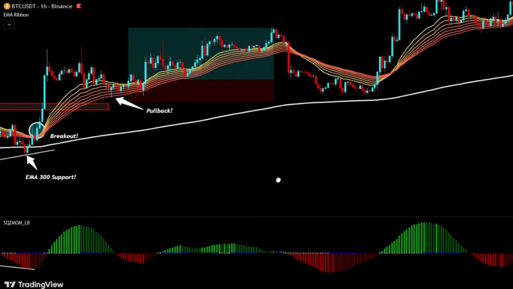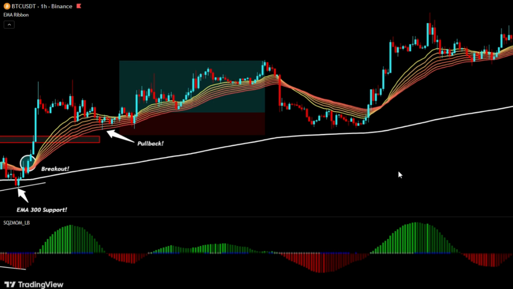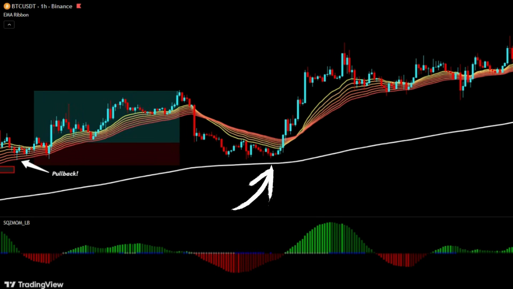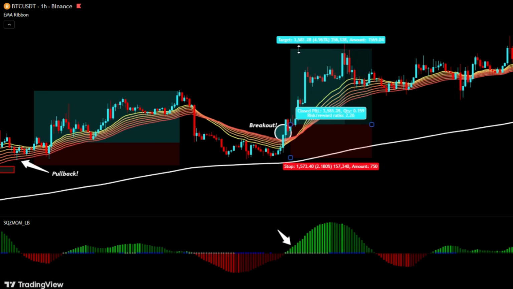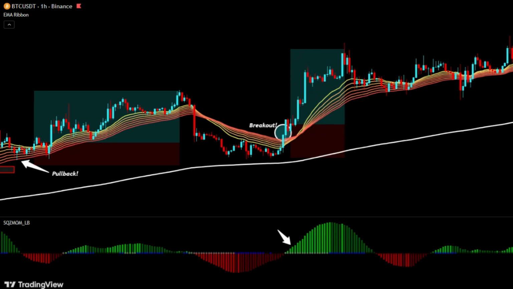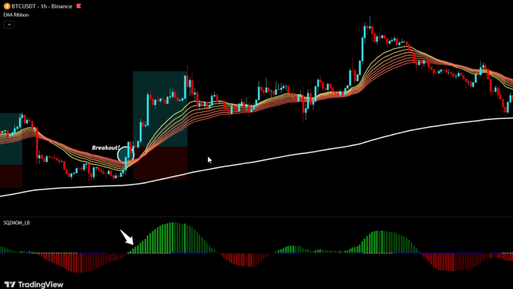The nice thing about this example is what happens after the initial move. As you can see, price pulls back towards the EMA ribbon. However, the 300 EMA is acting as a strong support area. The price is able to hold above it. Since histograms remain green and continue to imply bullish momentum, some traders may view a move back above the ribbon as a potential area of interest for re-entering in the direction of the existing trend.